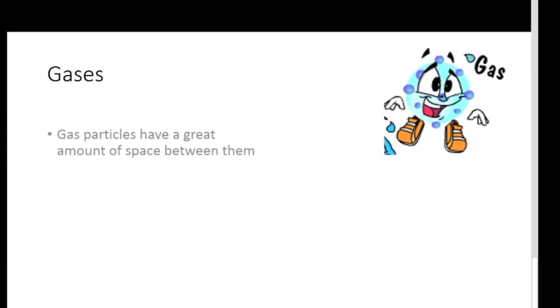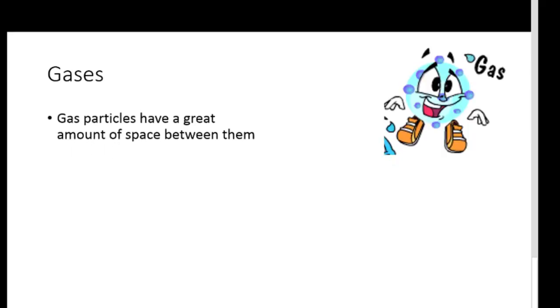Finally, we will talk about gases. Gas particles have a great amount of space between them, and they are constantly in motion. Gas particles also have a lot of kinetic energy. And since kinetic energy causes change, this is how we know that gas particles are always in motion.